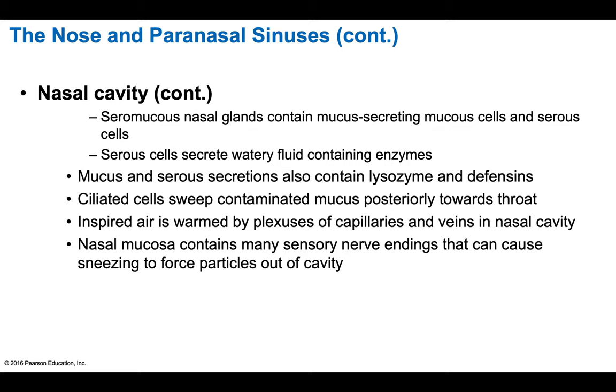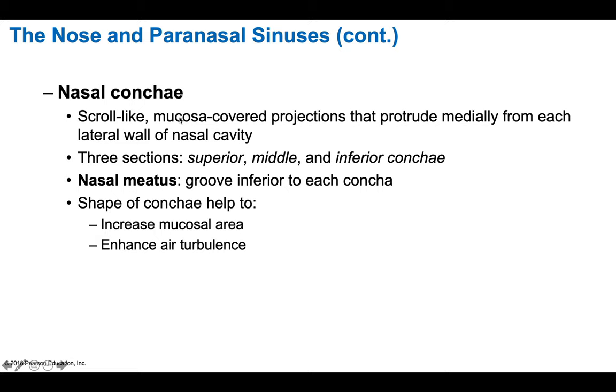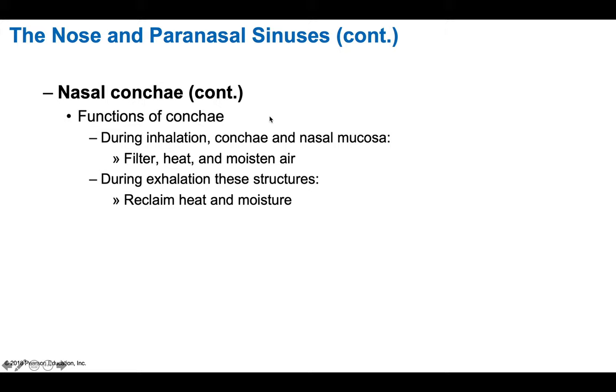Extending medially from each lateral wall of the nasal cavity are three scroll-like mucosa-covered projections, the superior, middle, and inferior conchae. The groove inferior to each concha is called the nasal meatus. The shape of each concha helps to increase the mucosal area, and it enhances the air turbulence, in other words, the force of the air as it moves through. As for the functions of the conchae, the gases in inhaled air swirl through the twists and turns, deflecting heavier non-gaseous particles onto the mucus-coated surfaces where they become trapped. As a result, few particles larger than 6 micrometers make it past the nasal cavity.